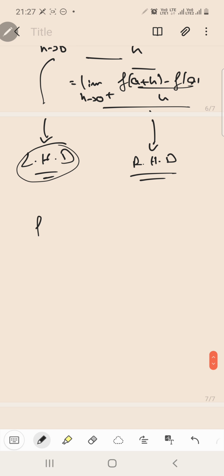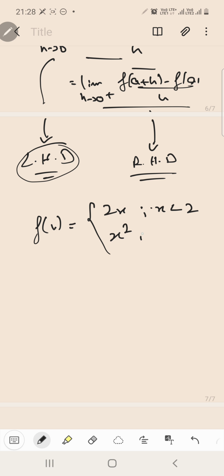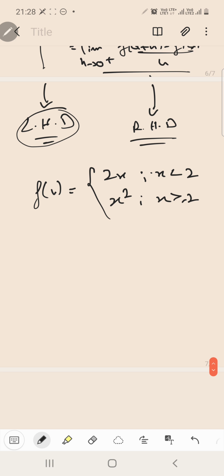Okay, suppose you have a function f(x) equals 2x when x is, say, less than 2, and you have x square when x is greater than or equal to 2. Now one thing you can see here is that this function is continuous, right? Your left hand limit is 2 times 2, that is 4.